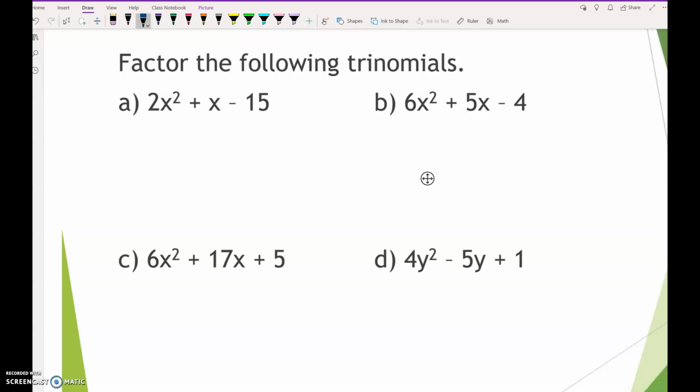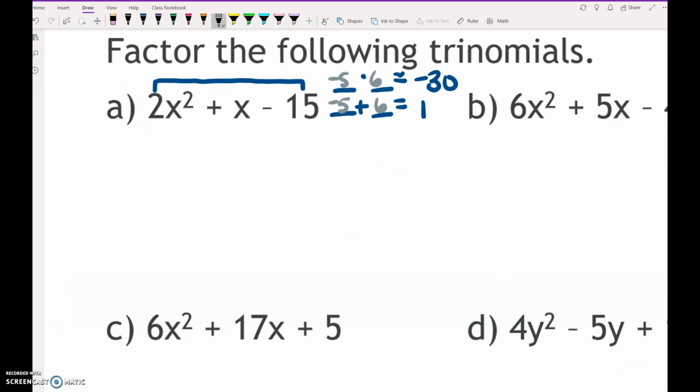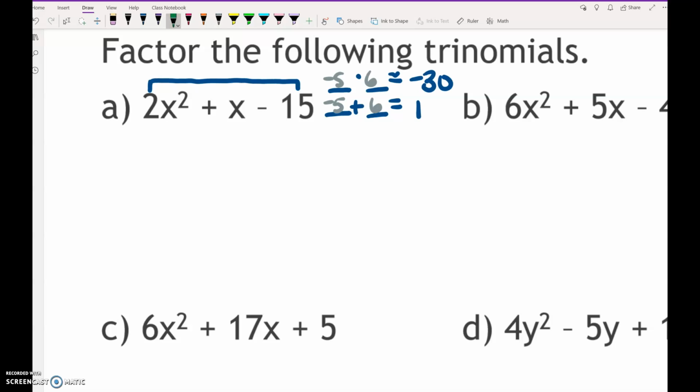For guess and check, we still start the same way. You still have to do 2 times -15. So we are looking for two numbers that multiply to give us -30, and those numbers need to add up to 1. It is -5 and 6. Okay. So we know our answer is going to look like this.